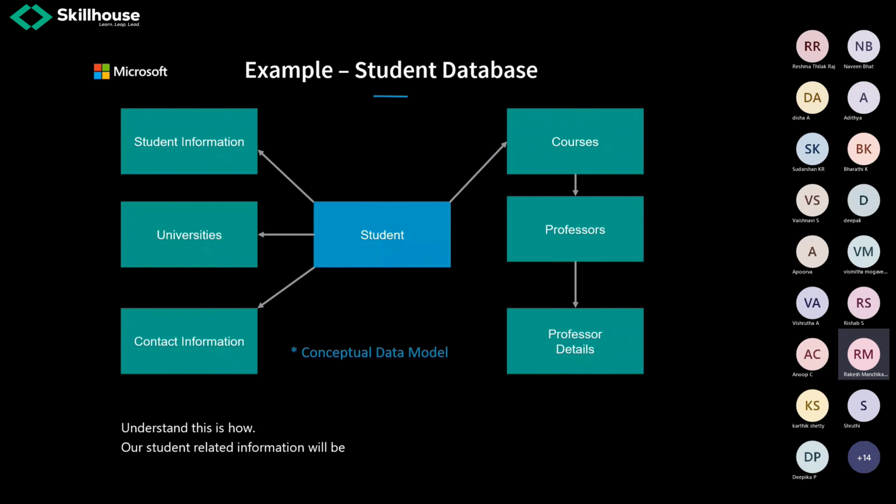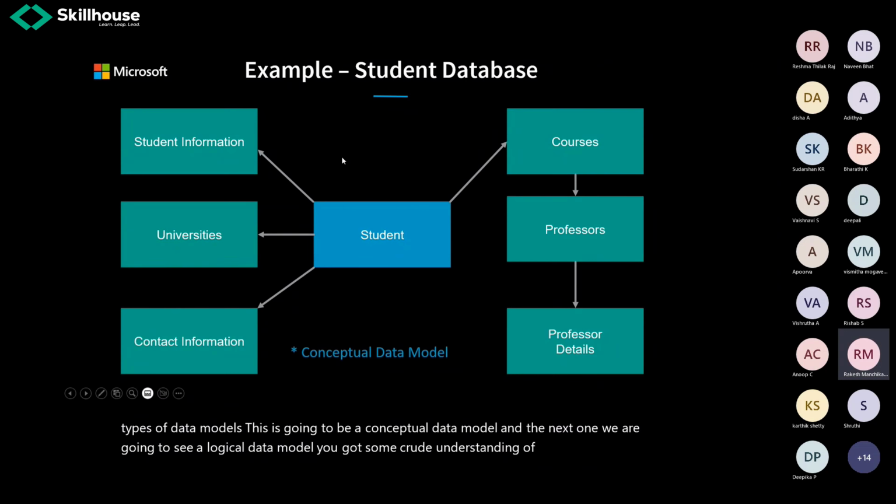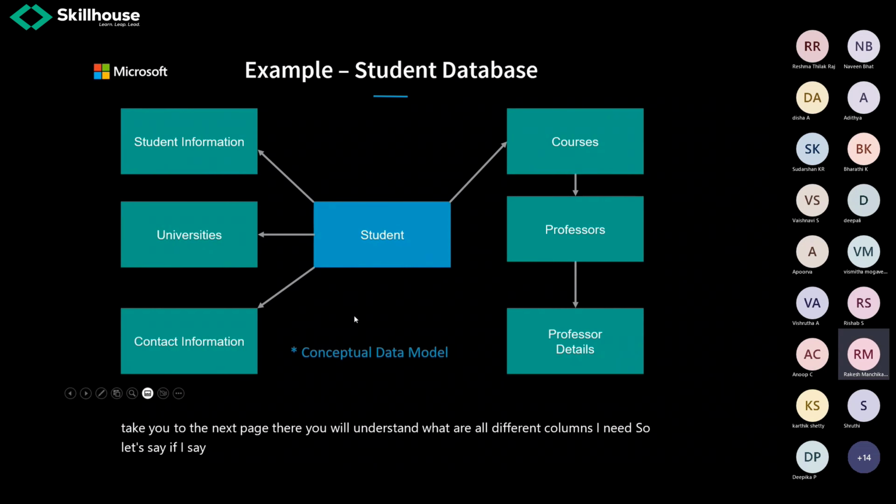While creating a database, you will have two types of data models. This is going to be a conceptual data model, and the next one we are going to see is a logical data model. Now you have some crude understanding of what is needed. If I take you to the next page, there you will understand what different columns I need. Let's say student should contain some columns and what data is needed in it, and what the contact information is. Contact information will provide your phone number, your home address and everything.